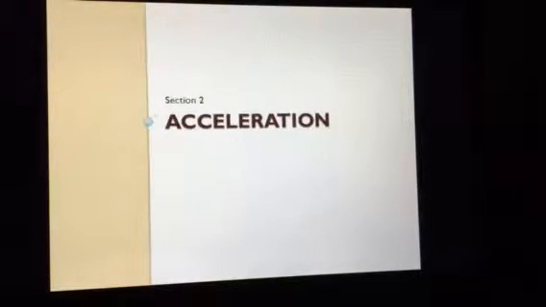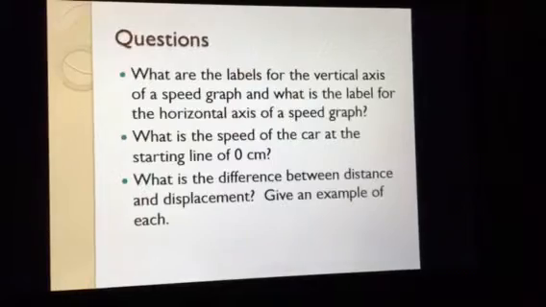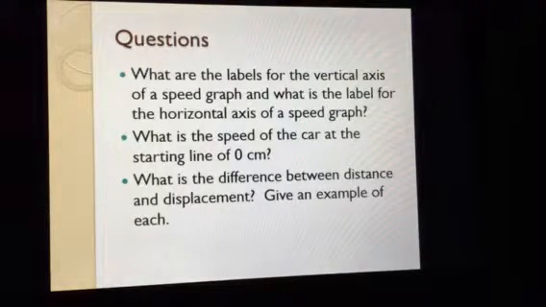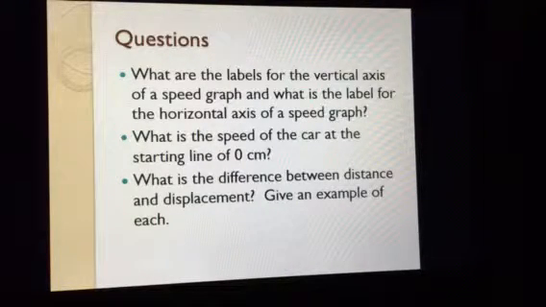Alright, today we're going to talk about acceleration. Before we go into acceleration, let's review a little bit for section 1. So let's go through these 3 questions. You can pose those in your groups, and you can pause it, and you can answer those in your groups.